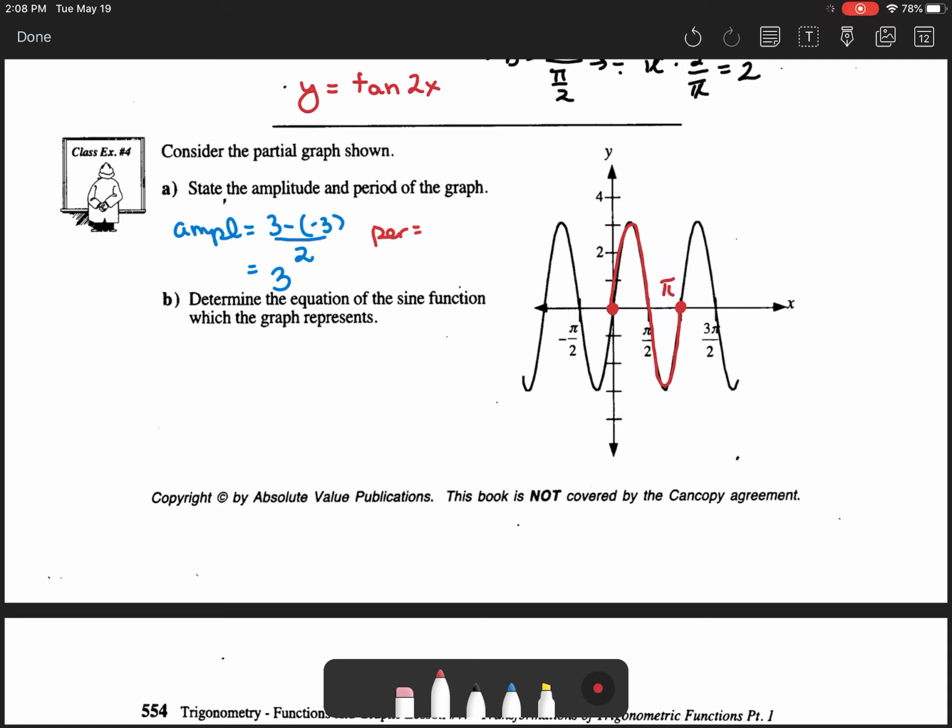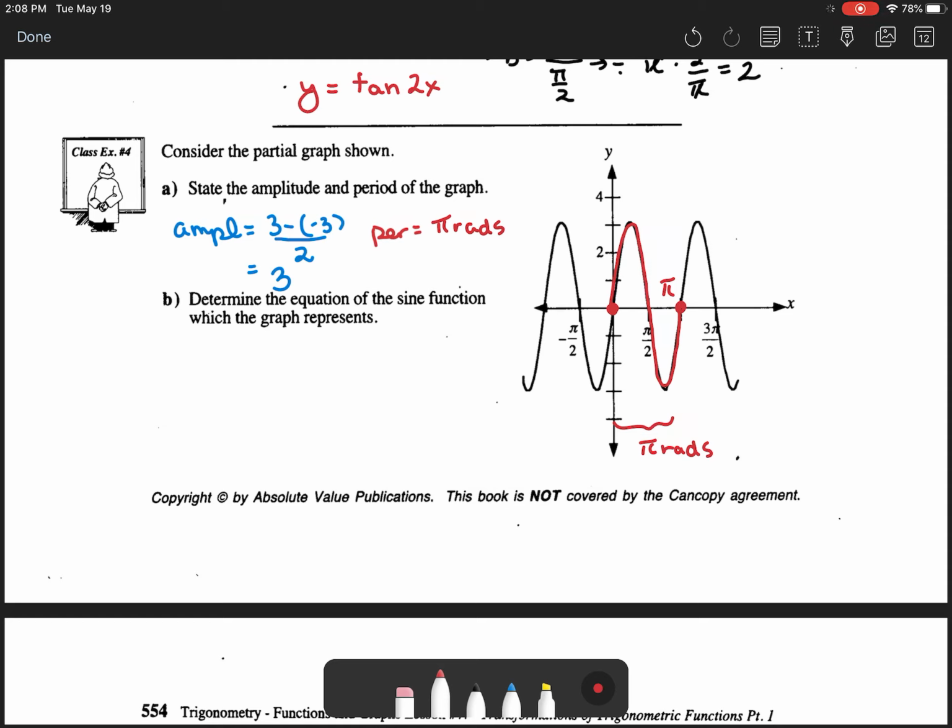Well, this is pi here, isn't it? Right? Pi over 2 is 90. 3 pi over 2 is 270. So right in the middle is going to be pi. So the period length here would just be pi radians, okay? That's how long it would take this graph to do one complete cycle, okay? Pi radians. Now, determine the equation.